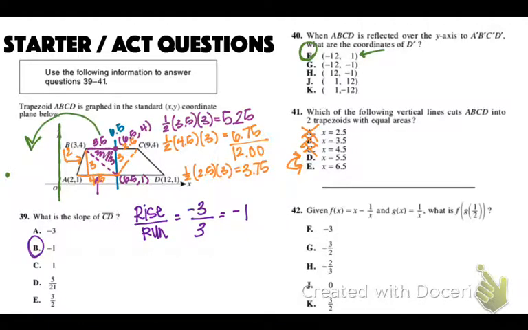And then this one, again, we have a height of 3. From 12 to 6.5, that's 5.5. So the base here is 5.5. So this is going to be 1/2 times 5.5 times 3, which is 8.25.